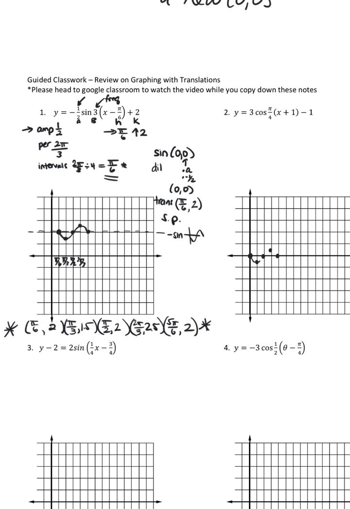So this is how we did it on the day 1 notes. And then what we would need to do, I'll do it in a different color, we would need to translate that right pi over 6 and then up 2. So I would take each point and move right pi over 6 and then up 2. So there's my first point, right pi over 6 and then up 2 would be my second point, and then keep going from there. So right pi over 6 up 2, right pi over 6 up 2, right pi over 6 up 2. So that would be a second way that you could do that.